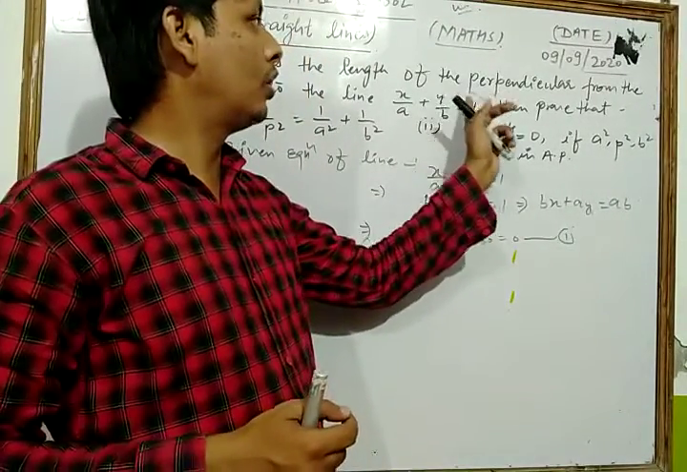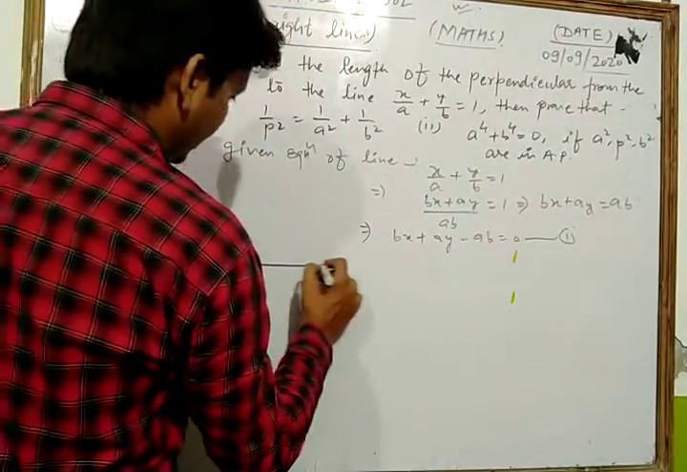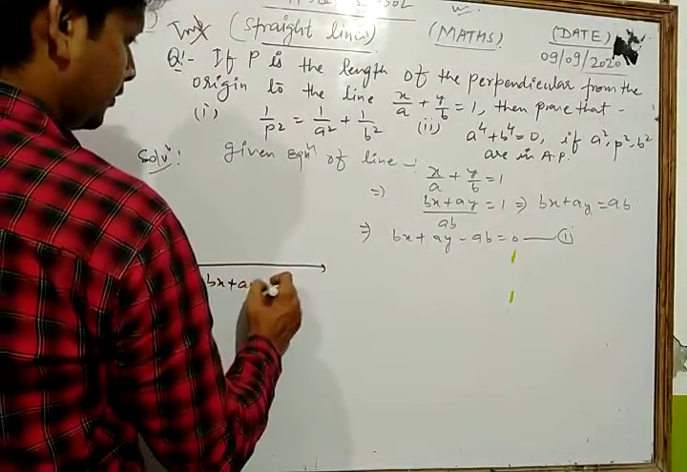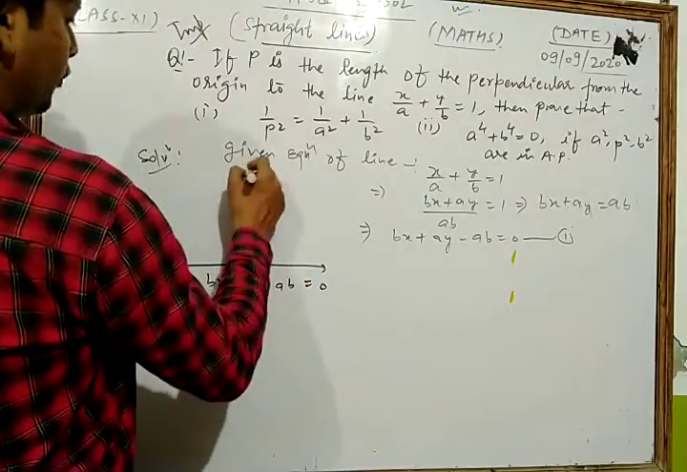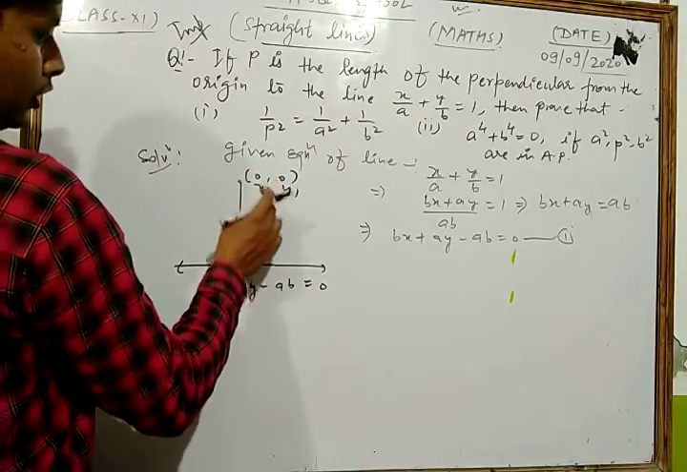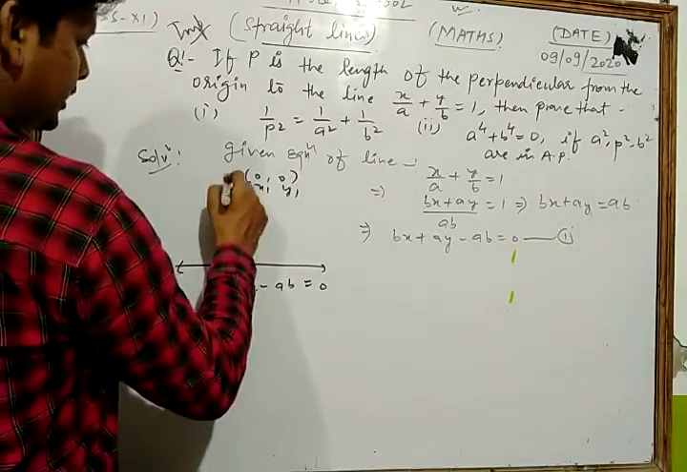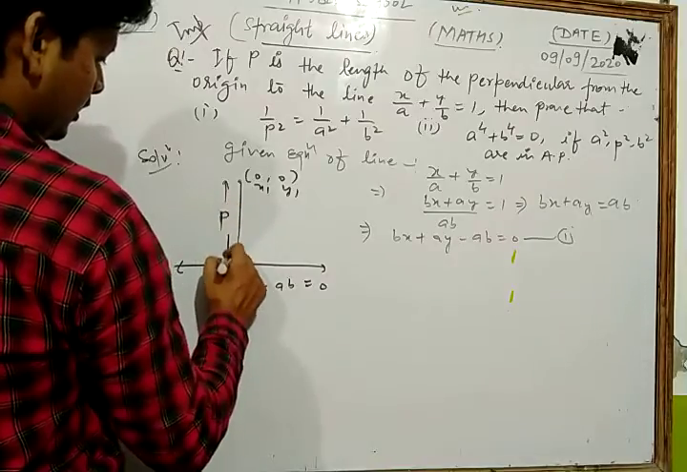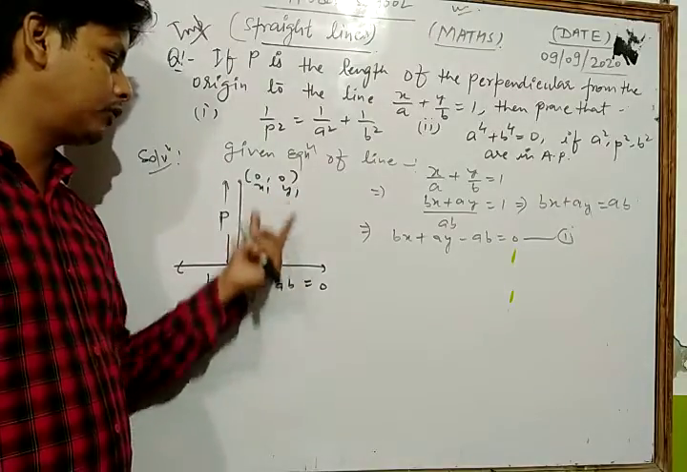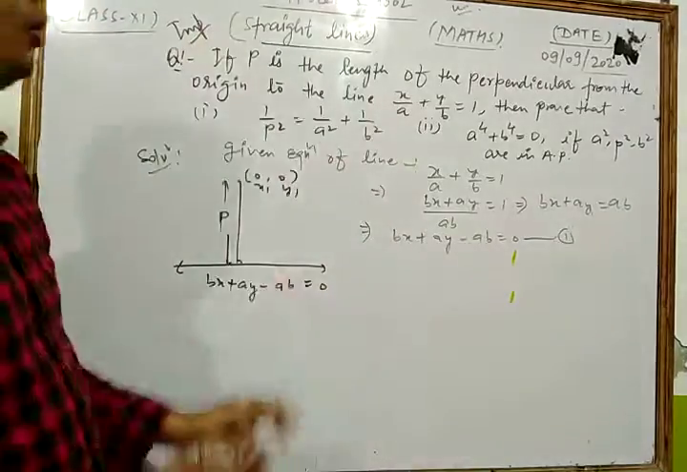Now let us suppose that this is the line, and the equation of the line is bx plus ay minus ab is equal to 0, and here is the origin, that is 0, 0, that is x1, y1. The perpendicular distance from the origin to this line is given as p. Let p be the perpendicular distance of the line from the origin, that is 0, 0.